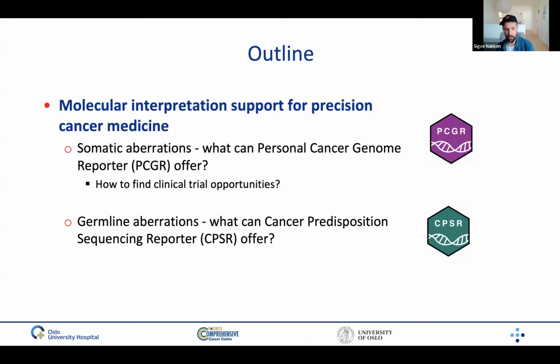I will talk a bit about the project that we are doing with the French group on how we can use molecular findings in the tumor to find clinical trial opportunities. This is also an ongoing project that we are working on. In the last part of my talk, I will mention the sister workflow of PCGR, which is called CPSR, or the Cancer Predisposition Sequencing Reporter. So this is not looking at the somatic aberrations, but more at what's happening in the germline. So it's a slightly different tool and a slightly different classification scheme.